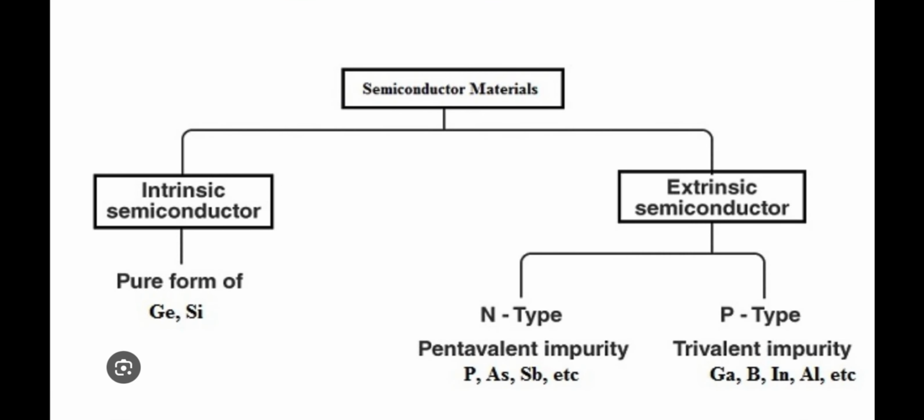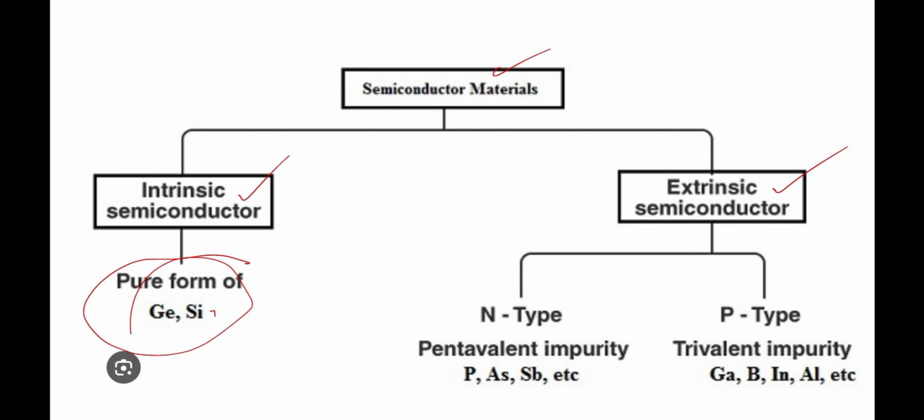Before going to the answer of that question, we can see that semiconductor materials are usually classified into 2 types, that is intrinsic semiconductor and extrinsic semiconductor. An intrinsic semiconductor is one in which it is in the pure form.